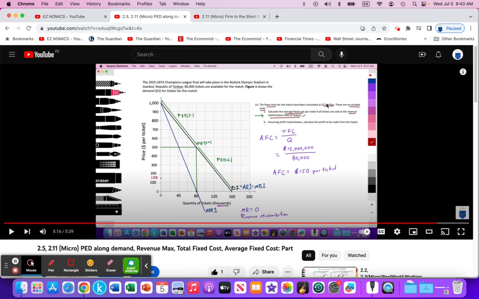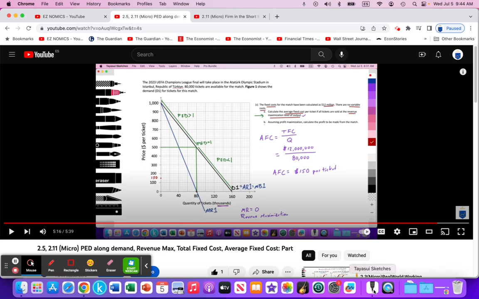And in the second video, we covered looking at total costs of production, $12 million to provide these tickets for this Champions League final. Assuming that there are no variable costs, calculate the average fixed cost, which is the formula of total fixed cost divided by quantity. Here we had $12 million of fixed cost divided by the quantity at the revenue maximization level of output of 80,000 tickets. That gave us an average fixed cost on average per ticket of $150.